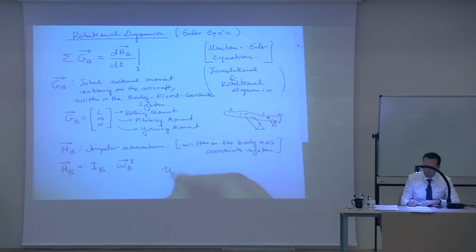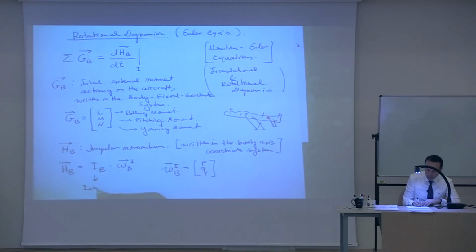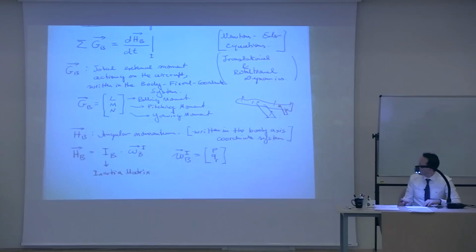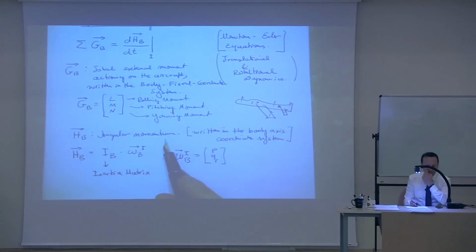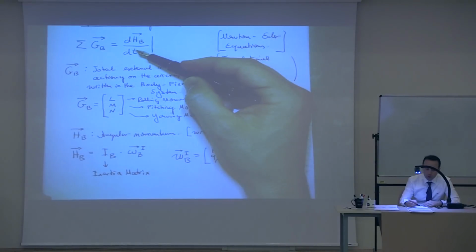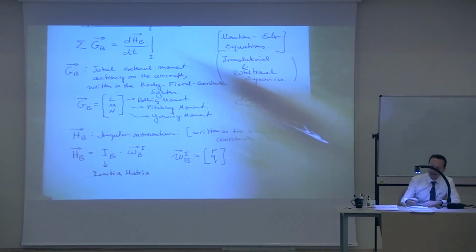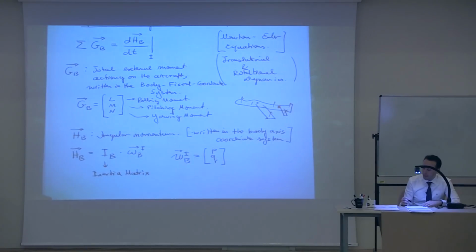So this one here, omega b, is p, q, and r, right? The angular velocity. And IB, we will talk about this in a minute. This is the inertia matrix. And if you multiply these two, you obtain the angular momentum vector. Okay? And the time rate of change of the angular momentum vector should be equal to the total moments that will act on that aircraft. All right?